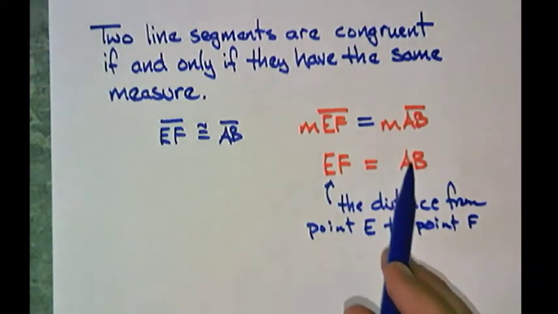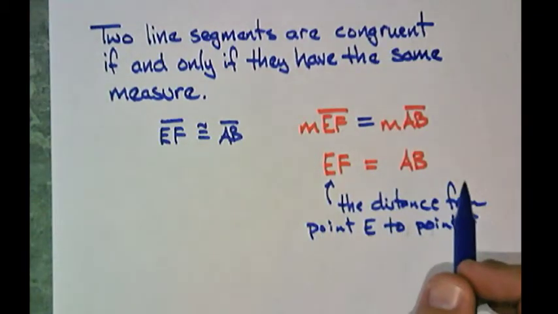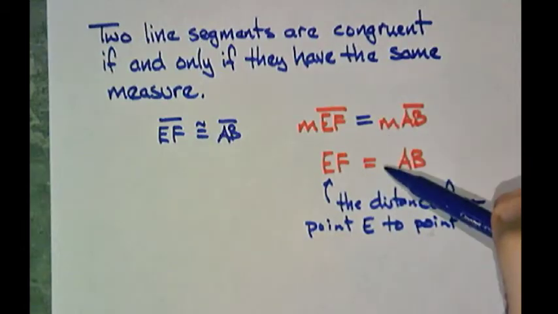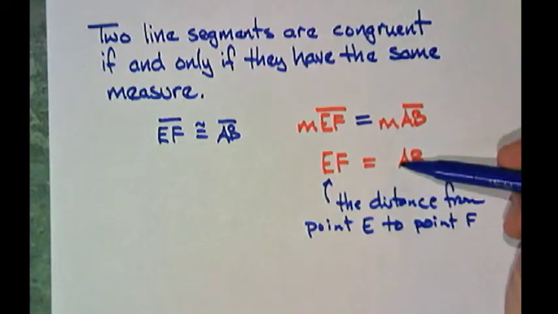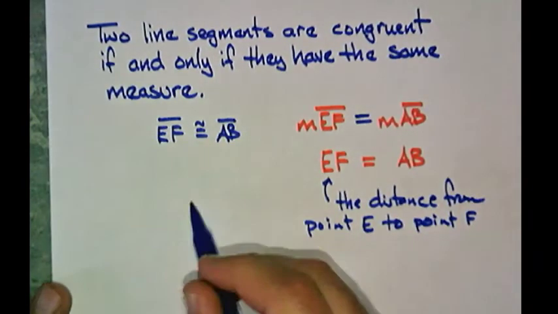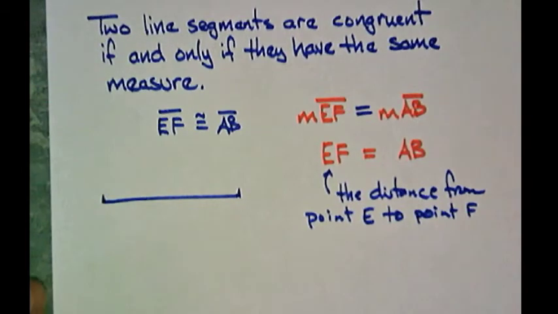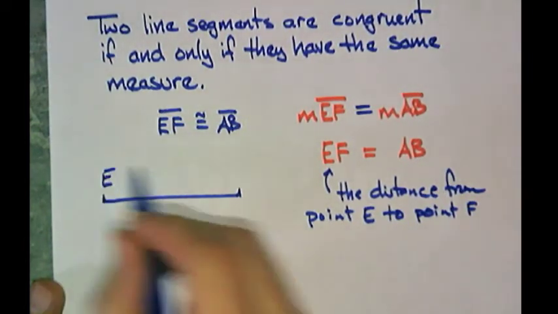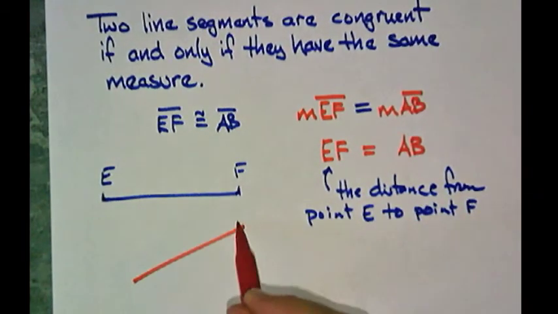And this likewise translates to the distance from point A to point B. So this is saying the same thing, but in a different way. This says that the distance from E to F is the same distance as A to B. These are all symbolically. Now, if I'm going to mark them, here we'll make this EF, and I'll make this one AB.